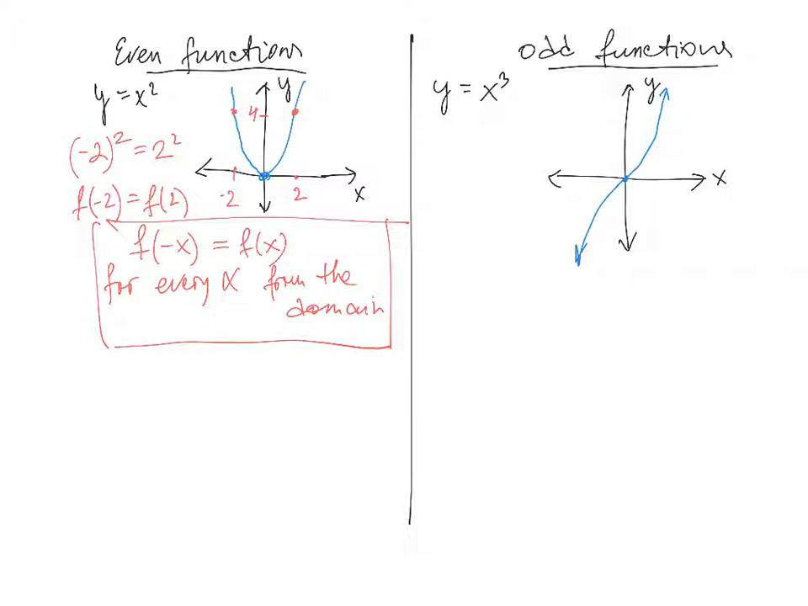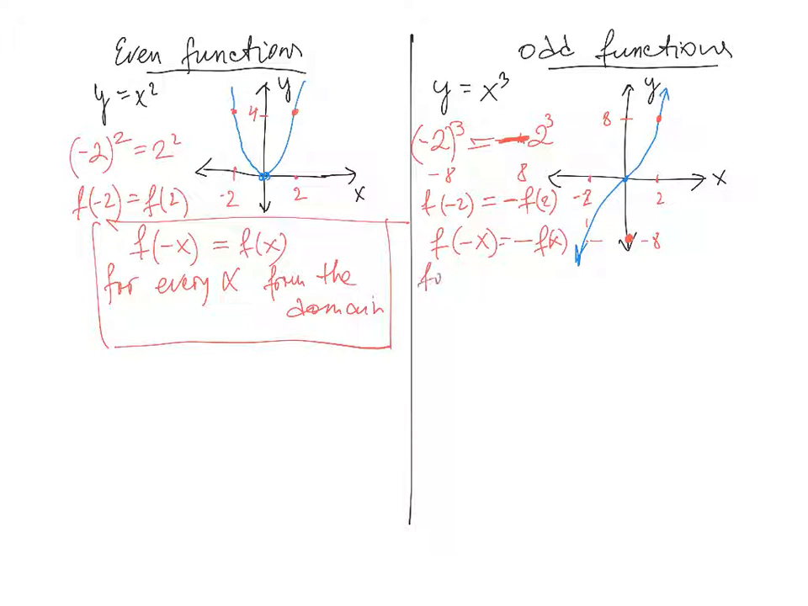Let's do the same for the odd functions, and then we will continue to explore that. So again we'll consider two opposite values of x, 2 and negative 2. 2 to the third power is 8, but negative 2 to the third power is negative 8. So they are not equal, this is negative 8, this is 8. They will be equal if you put minus in front. Or, using the function notation, f of minus 2 and f of 2 are opposite. So this is what we call odd functions: if f of minus x equals minus f of x, or opposite to f of x, again for every x from the domain. This is the definition of odd functions.